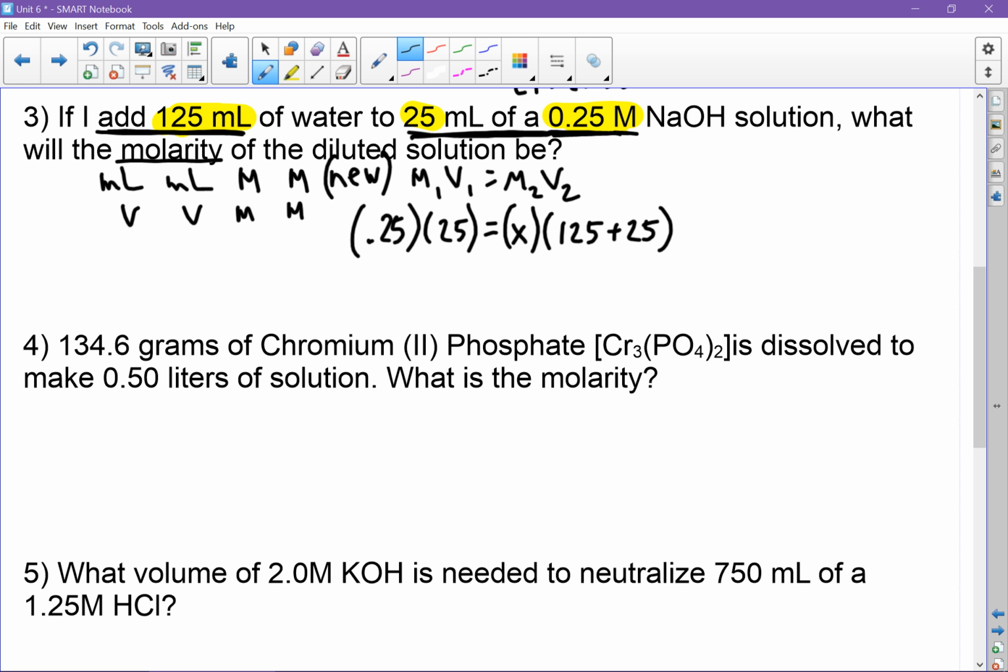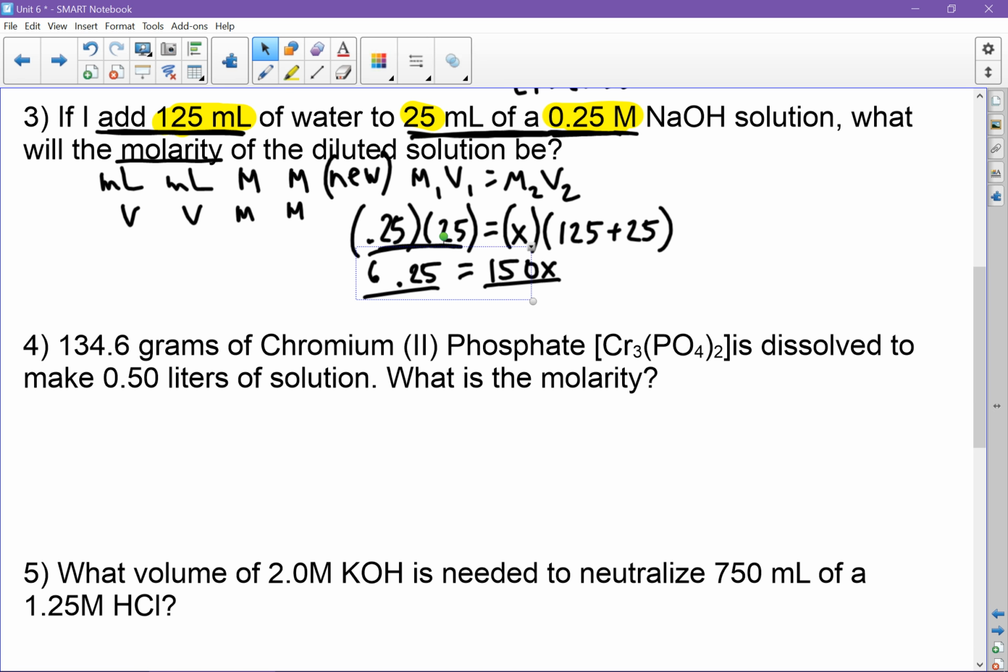So when I start to simplify, I can combine like terms. I can multiply these two numbers and get 6.25. On the other side, I get 150x. And then you can just use algebra and solve here. This cancels. X equals, on my calculator, 0.041666 repeating. So then we're just going to check out our sig figs.